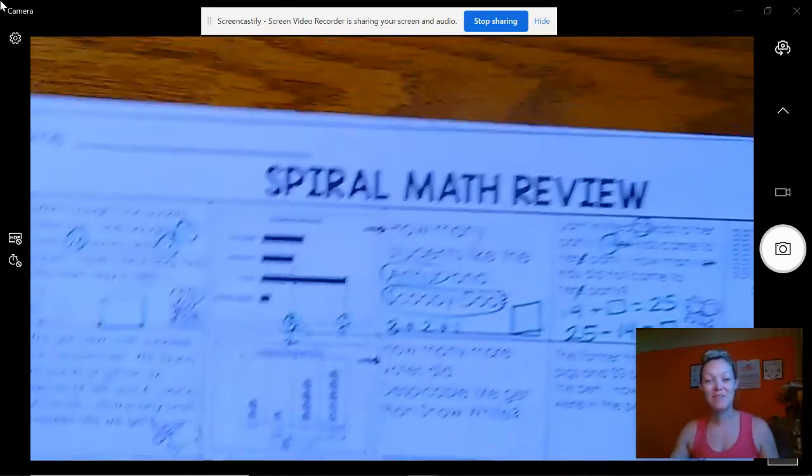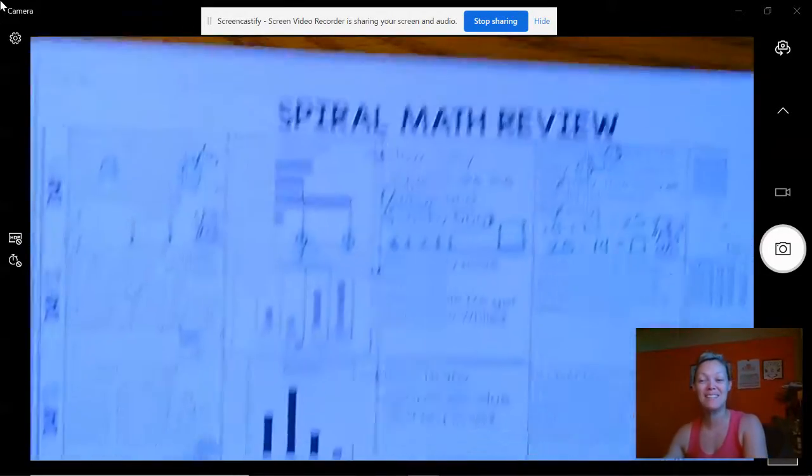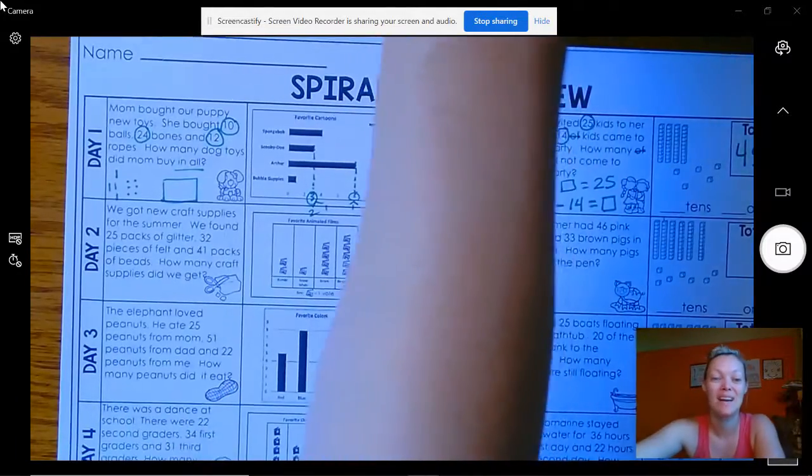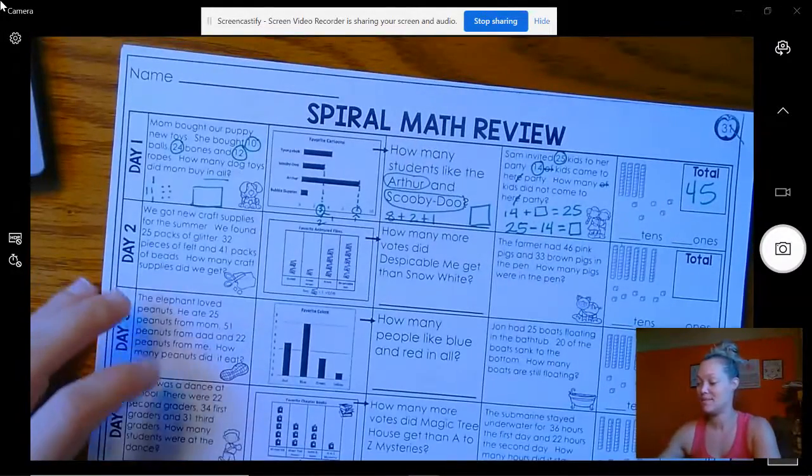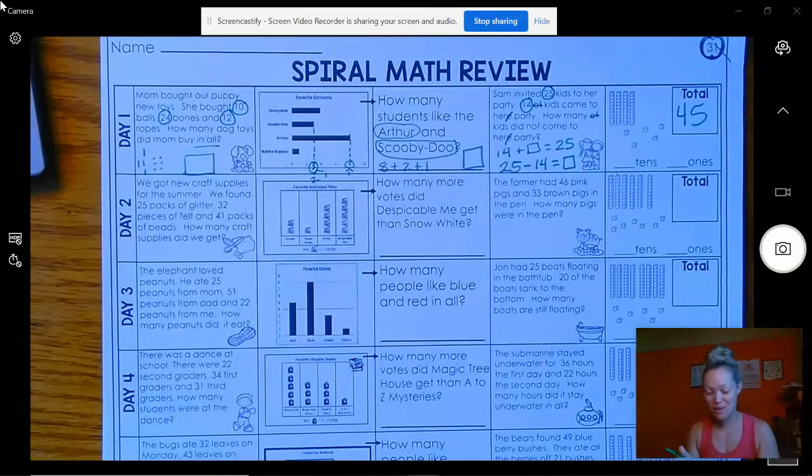All right, that's it for today, and we will continue practicing this next week. And good job, and I'm excited to start reviewing some of the skills that we've been working on all year together.